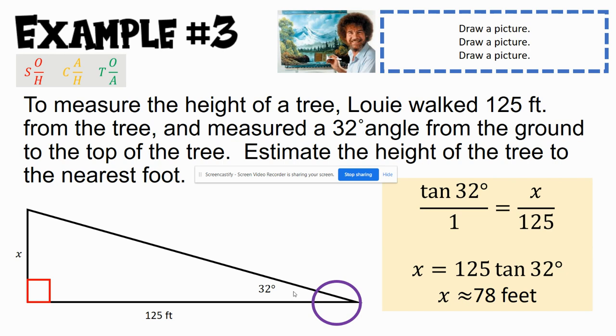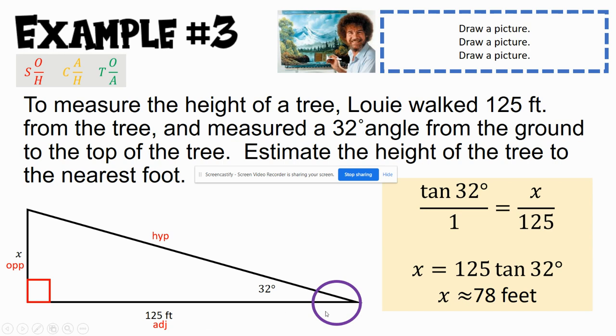Now you can still use all those same strategies of labeling the hypotenuse, labeling the opposite side, and labeling the adjacent side to the angle that you're working off of. This is the angle that we're working off of. So again, notice how I circled it to kind of draw attention to it. Label those sides. And you've got to figure out, should I use sine, cosine, or tangent? So in your right triangle, which side length did you know? You knew the adjacent side.